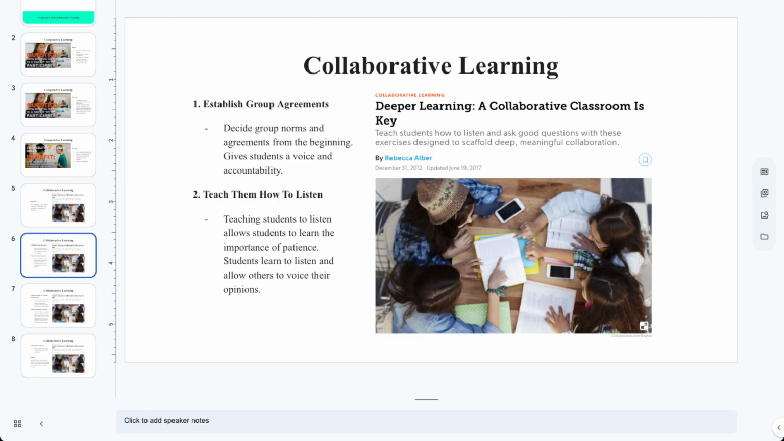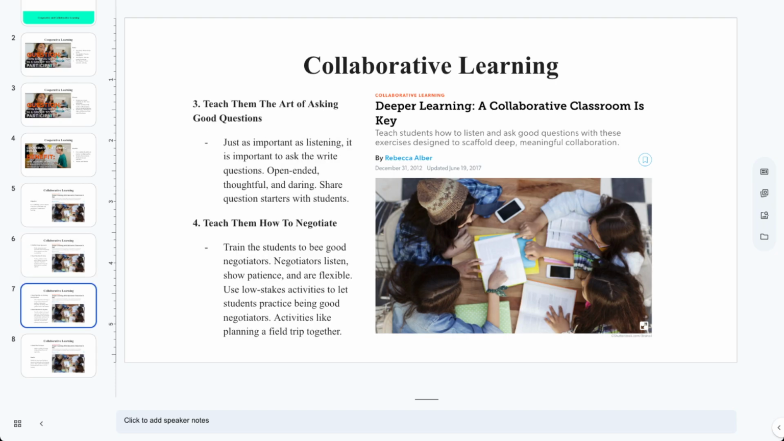The second point here is teach them how to listen, and it's very important here with collaboration that students are not just speaking, but they're trained how to listen, that they actually have patience, and that's a two-way street for communication. Not only are you speaking, but you have to listen. And so this is a huge point from this author, is you need to teach students how to listen to each other.